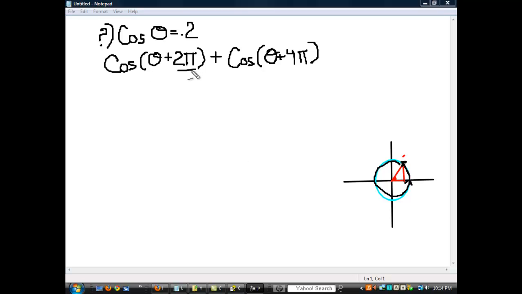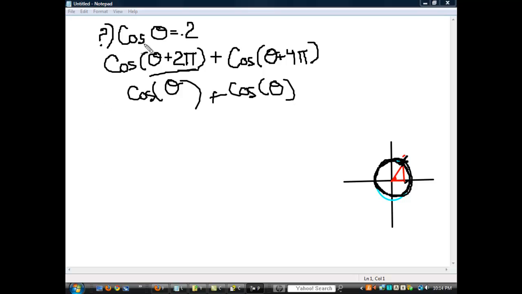So cosine of theta plus 2 pi, well, this angle right here is the same angle, so this is the same as theta. So it's really the cosine of theta. Well, the cosine of theta plus 4 pi, well, now here's theta. If we go around 2 pi, we go around once. And if we go another 2 pi, we go around another time. But we still end up at the same exact location. So the cosine of theta plus 4 pi is also the cosine of theta.